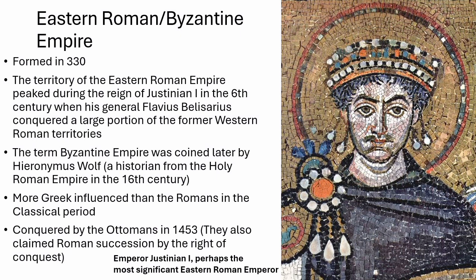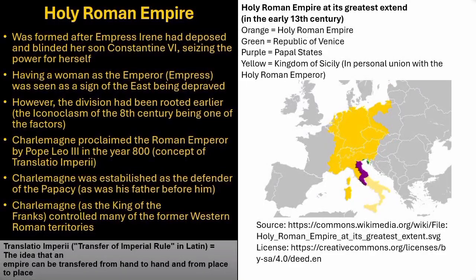The Eastern Roman Empire was conquered by the Ottomans in the year 1453. The Ottomans also claimed Roman succession by the right of conquest. Let's talk about the Holy Roman Empire next.